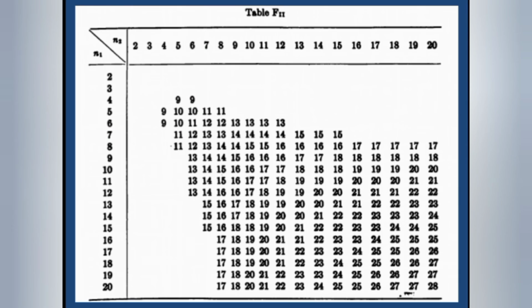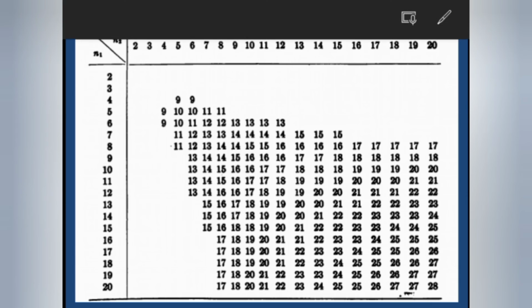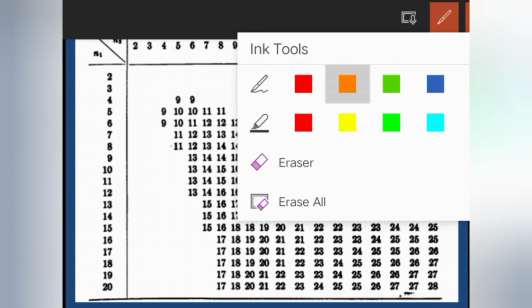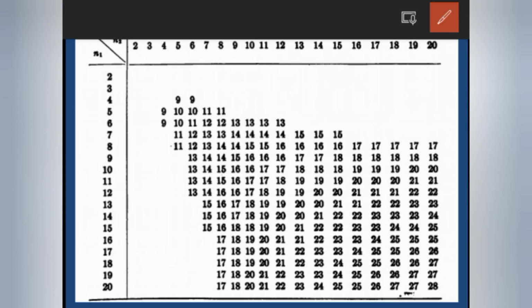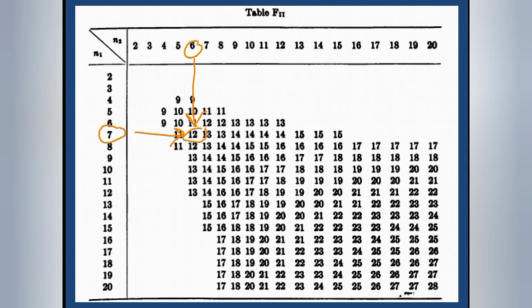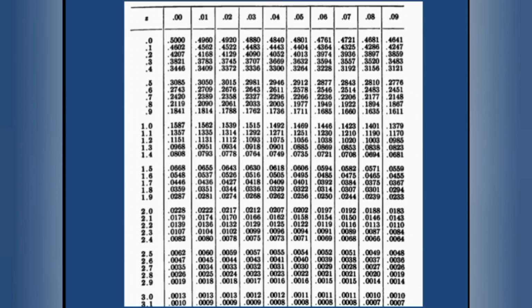So, upper tail naman, ang value natin sa N2 is 6. Ito yung 6. At ito yung 7 sa N1. So, ito siya. 12 ang kanyang value. So, alam na natin na ang ating rejection region 1 is 3 at ang ating rejection region 2 is 12.